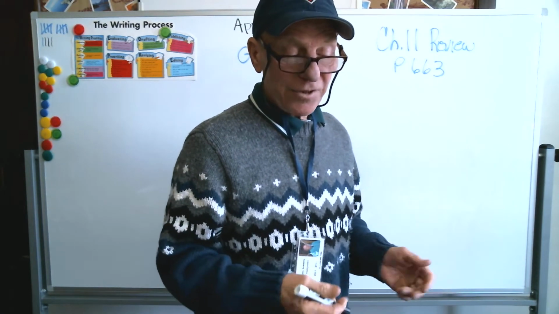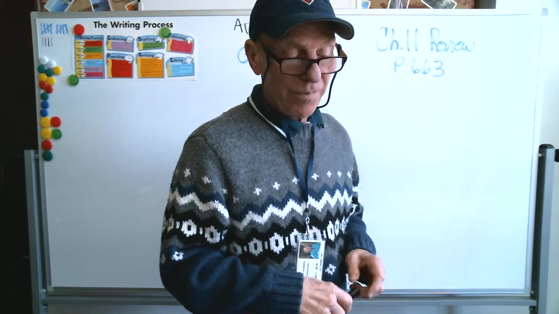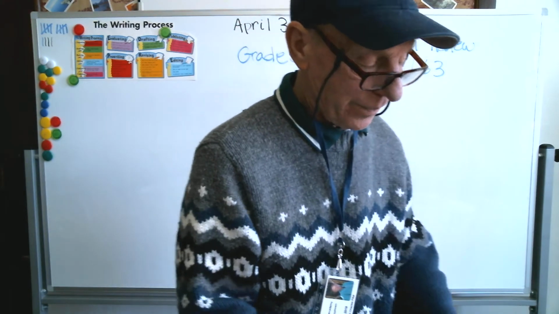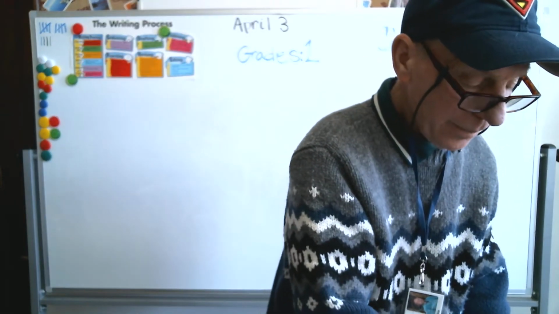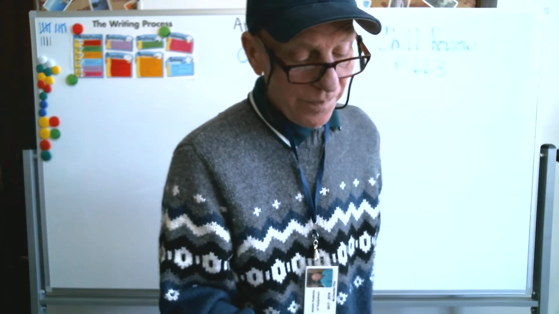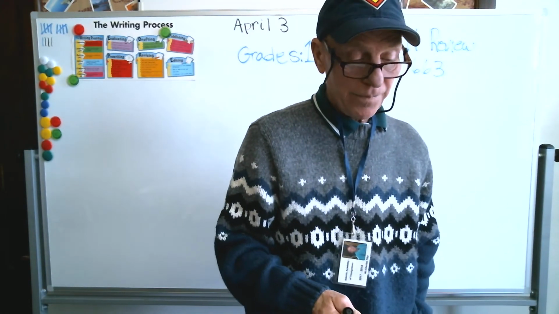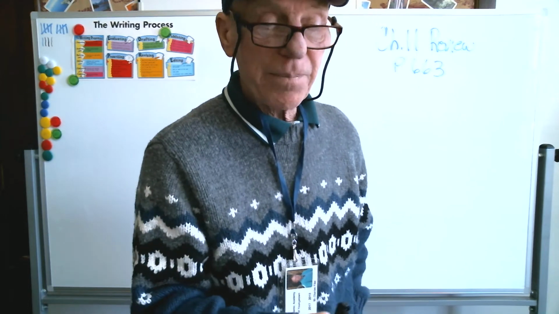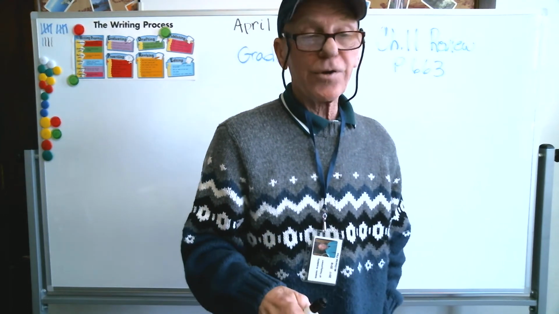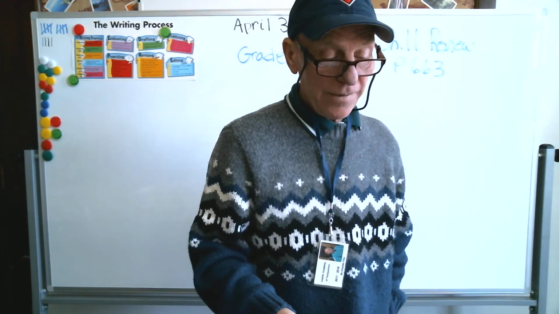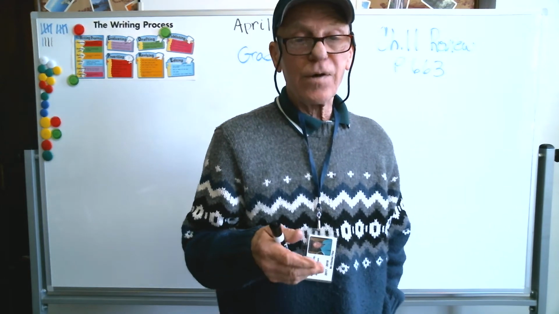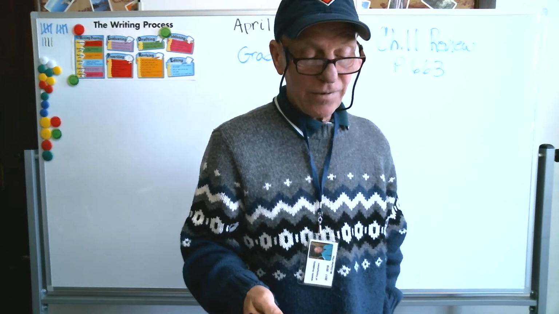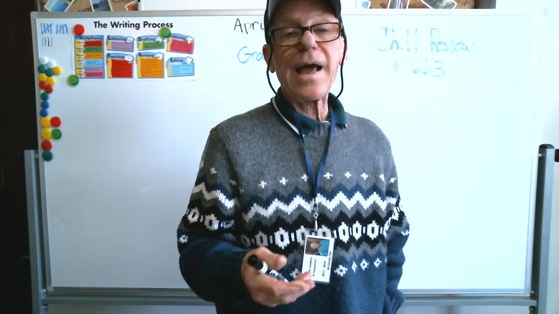On page 663, number 1 is match each shape to the group where it belongs. And it shows you 5 different shapes there, and there's 3 possibilities. It's either only flat on one side, only curved on one side, or both flat and curved.